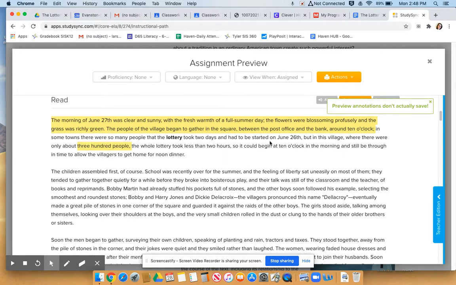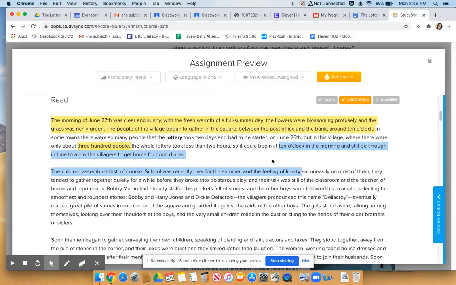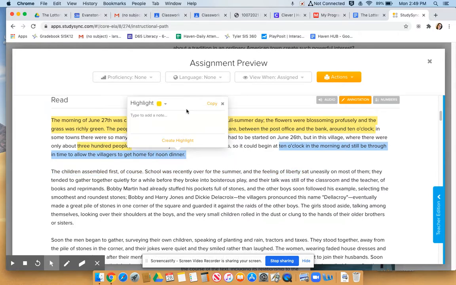It could begin at 10 o'clock in the morning. This is all time, which has to do with setting. The lottery could take place at 10 o'clock in the morning and still be through in time to allow the villagers to get home for noon dinner, which is, I guess, what they're calling lunch.